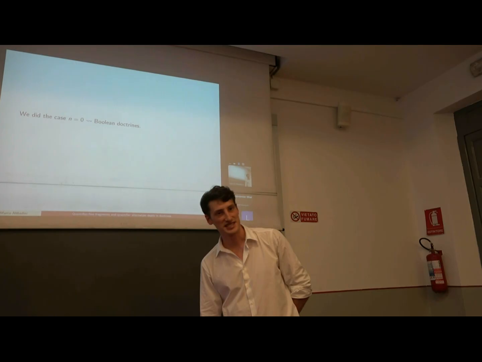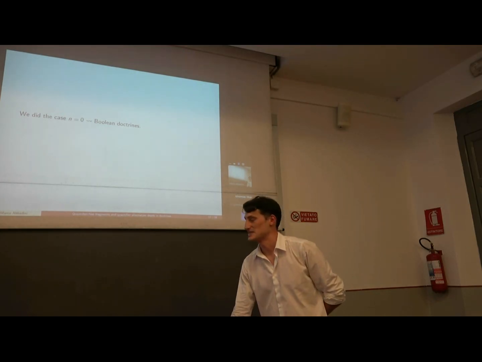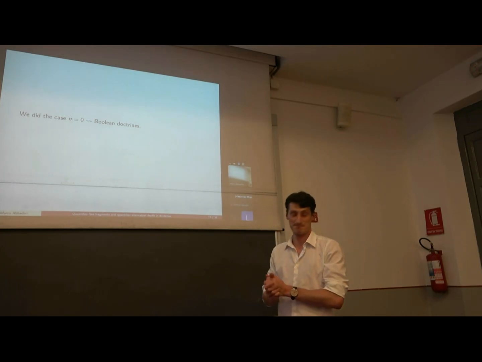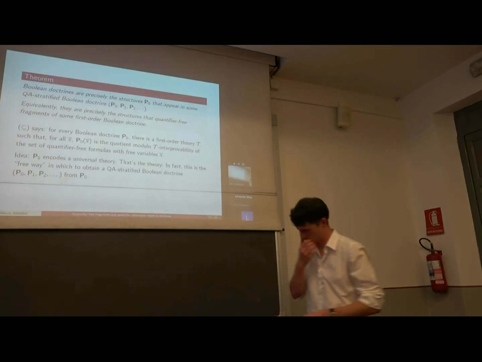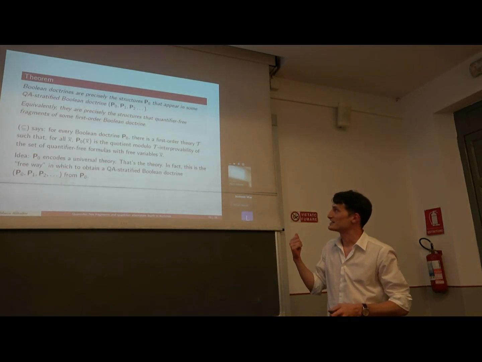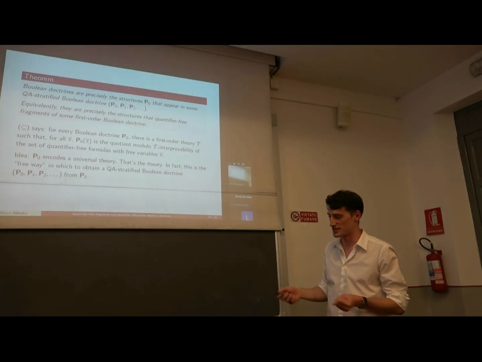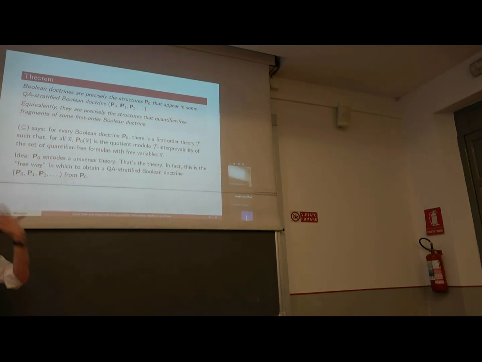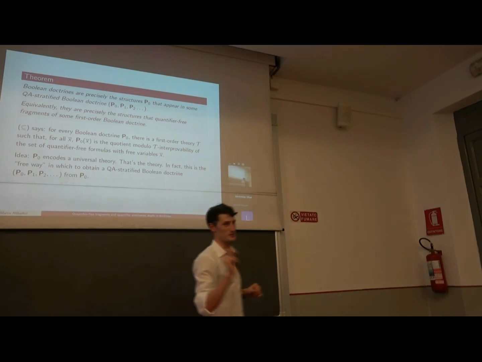Except the easiest case with n equals 0. For n equals 0, these are the Boolean doctrines. Remember, Boolean doctrines are the same thing as first order Boolean doctrines, but with no quantifiers. You just have substitutions and Boolean operations. And these are precisely the structures that appear in some QA stratified Boolean doctrine. Said in a different way, these are precisely the structures that are the quantifier-free fragment of some first order Boolean doctrine.